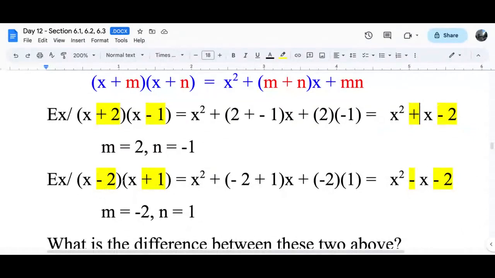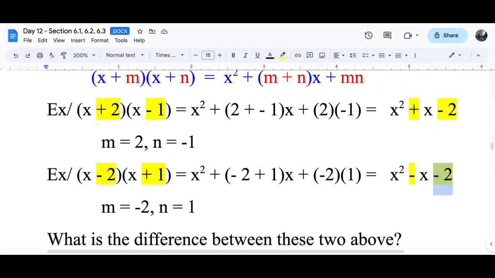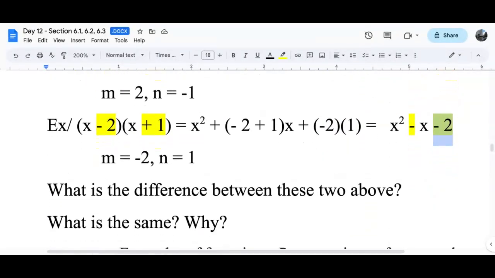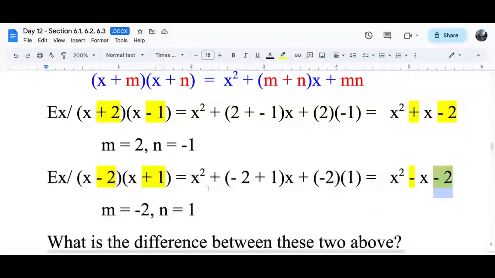Let's see, we have x minus 2, x plus 1. Right? So minus 2 plus 1, we get negative 1. Minus 2 times 1, we still get negative 2. Well, what's the difference between those two? This one will have positive 2, negative 1. But this one will have negative 2, positive 1. So here the middle term is positive. Here the middle term is negative.